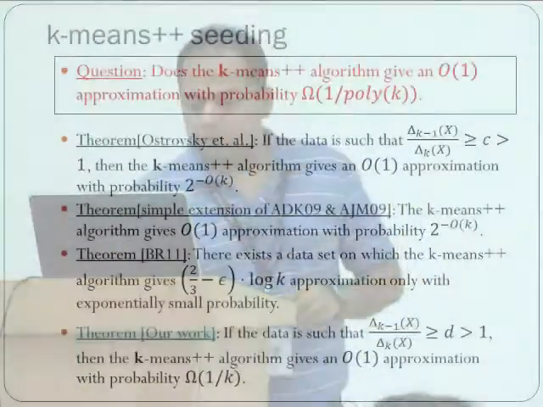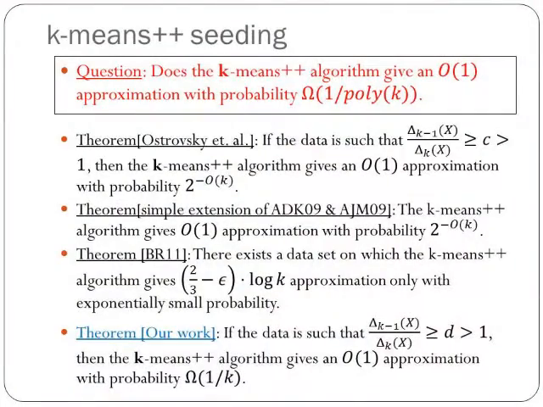Okay, so now what we show in this work is that if the data is separable, that means delta k minus 1 by delta k is greater than or equal to some universal constant d, then the k-means plus plus algorithm gives a constant approximation with probability omega 1 over k.